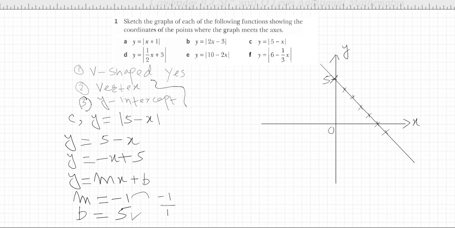Now the second point is to find the vertex. How to find vertex? Just write the equation 5 minus x, put the value of y as 0 and drop the sign, and shift this minus x to the other side, x is equals to 5. Therefore, our vertex has the value of x as 5 and the value of y as 0. Our vertex is 5, 0. So this point is our vertex.